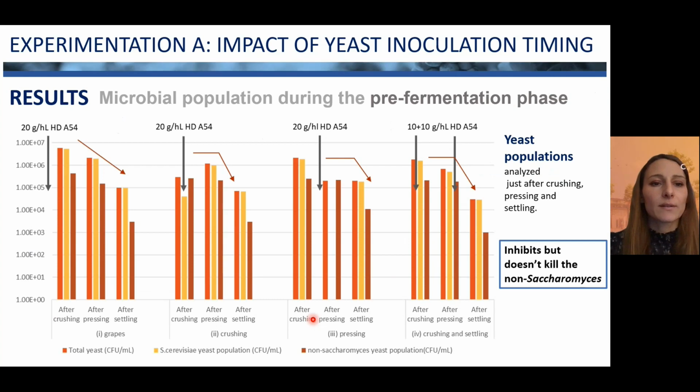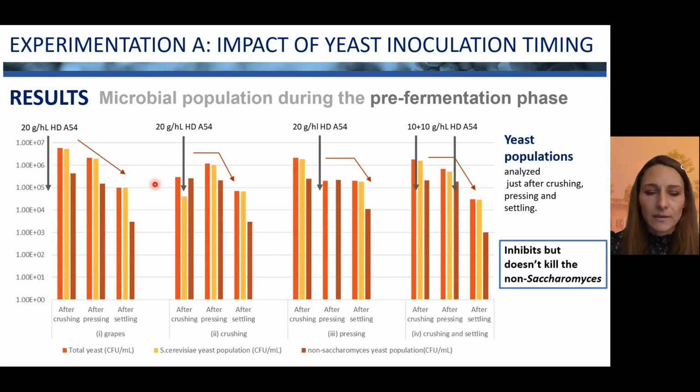So this is the first result, the microbial population during the pre-fermentation phase. What you can see here is, for each scenario, the analysis of the yeast population at 3 different times: directly after crushing, after pressing, and after settling. We analyzed 3 different things: total yeast in bright red, the Saccharomyces cerevisiae yeast population in yellow, and in dark red, brown, the non-Saccharomyces yeast population. So we see here also at what time we added the yeast.